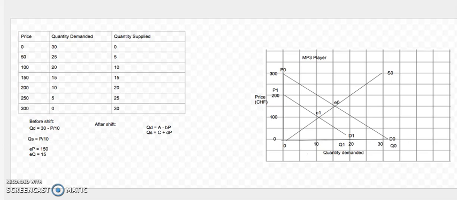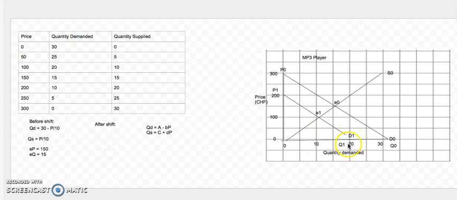So let's say there is a new substitute for the MP3 player, for example, the Apple iPod, which means that more people might prefer the Apple iPod, and therefore less people would demand this type of MP3 player. Therefore, there would be a demand shift to the left, and as an example, this demand curve could have taken place.